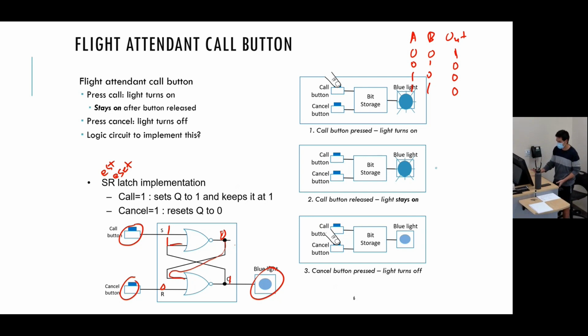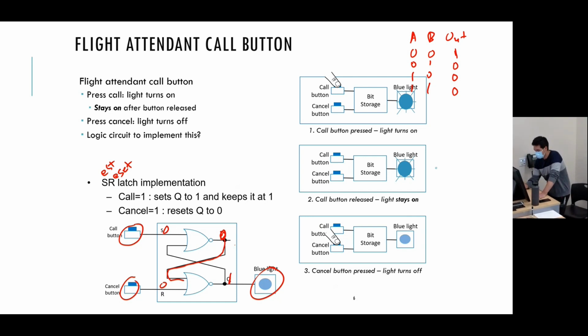But now let's say I let go of the button. This is still 1, and this is 0. But now this is 0, and this is 0. Okay? So let's follow this. 0 NOR 0, this is still going to be 1. And then this is going to come over here and act as my other input. And this is still going to be 0. So when you have no input, 0, 0, it's going to stay whatever it was before.